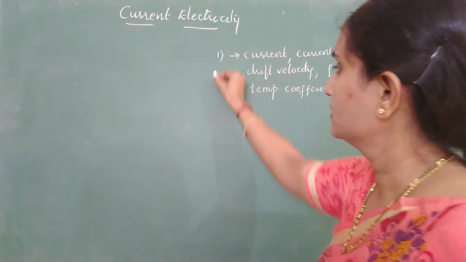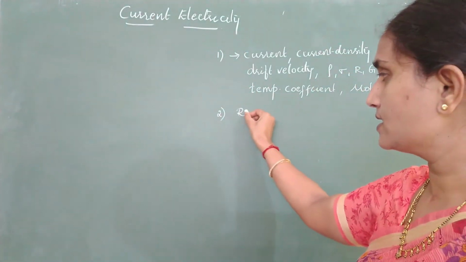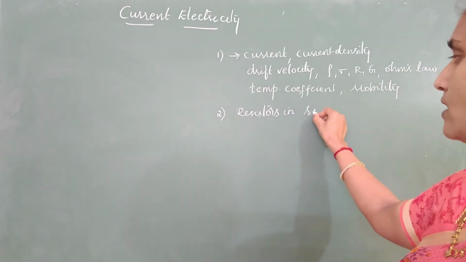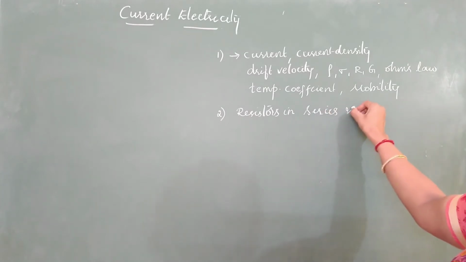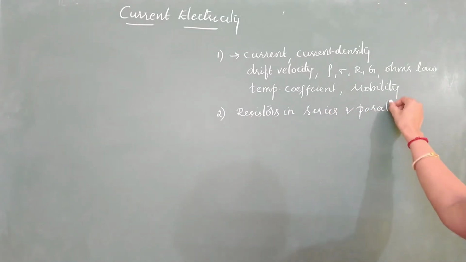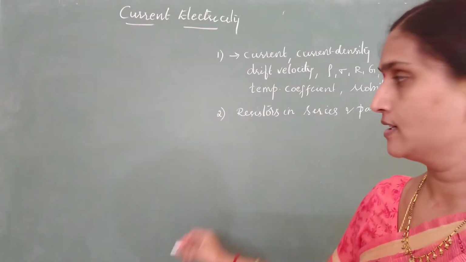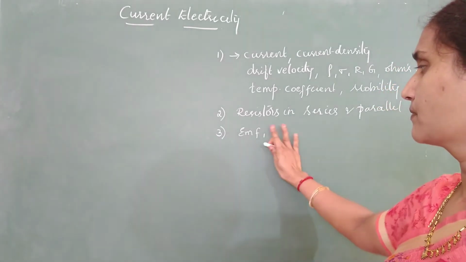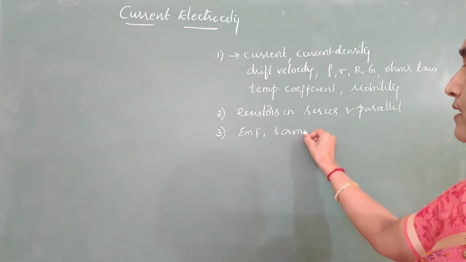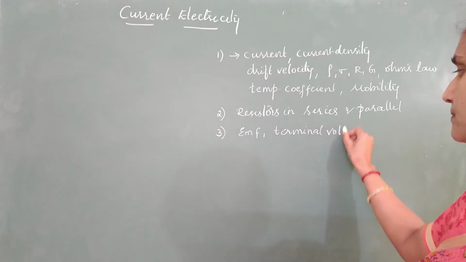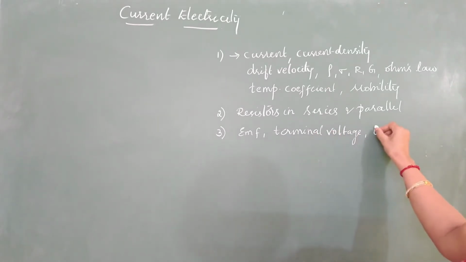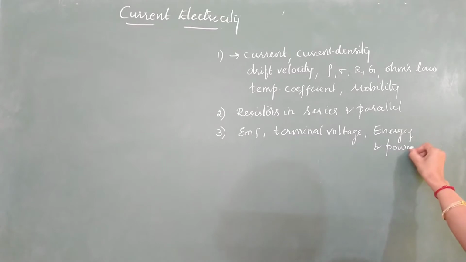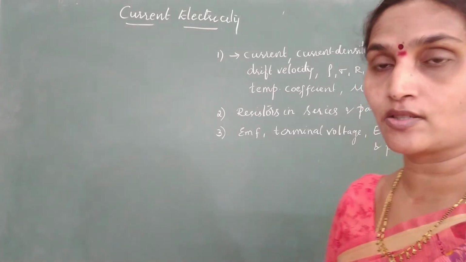Then coming to resistors in series and parallel: how to evaluate the equivalent resistance for the given network of resistances. Then EMF and terminal voltage, and the relationship between them. Electrical energy and power: questions related to heating effects of electric current and so on.